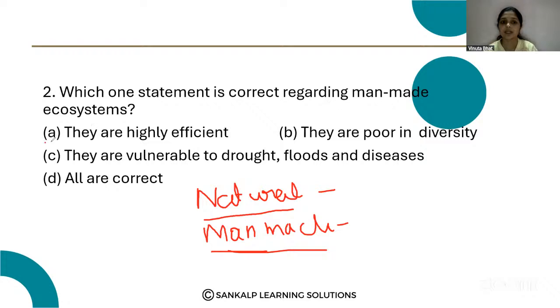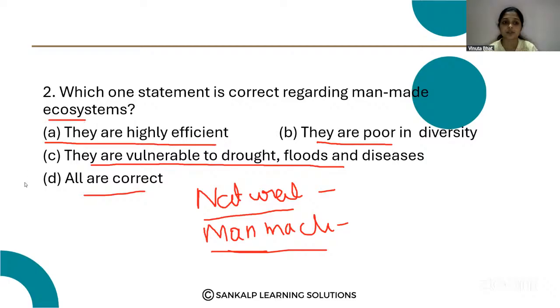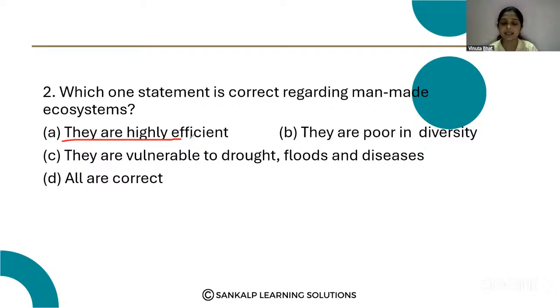Option A, they are highly efficient. Option B, they are poor in diversity. Option C, they are vulnerable to drought, floods and diseases. Option D, all are correct. Here, which statement is correct regarding the man-made ecosystem? They are highly efficient.